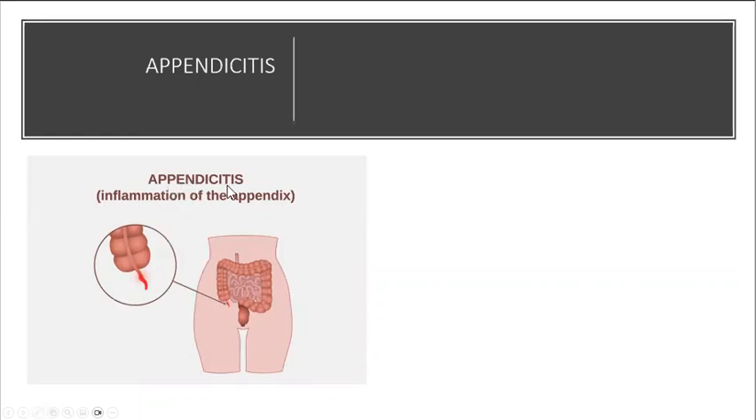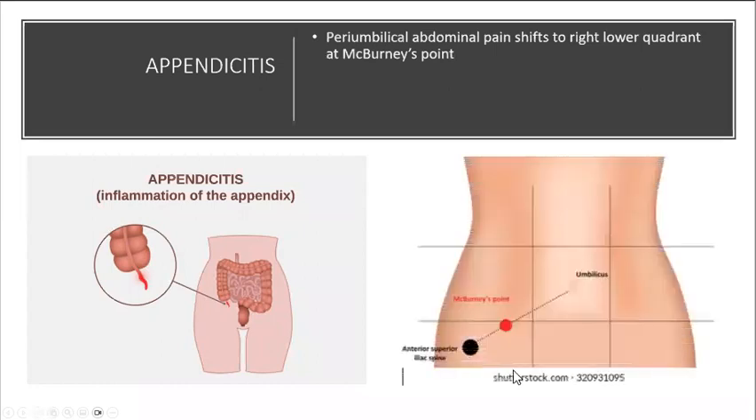So when I see itis, that tells me inflammation. Appendix, so I know that it's an inflammation of the appendix. This is a condition in which the appendix becomes inflamed, and then it gets filled with pus. The patient is in pain, and it begins with pain near the belly button. This pain will move from the belly button to the right side, which we refer to as McBurney's point. Okay, so that's McBurney's point there.